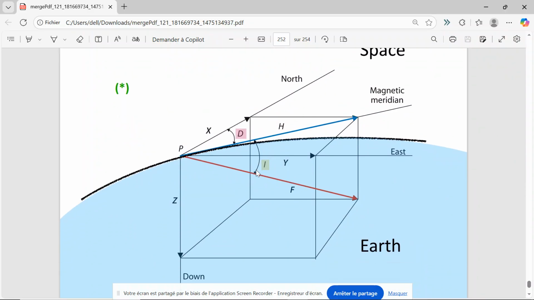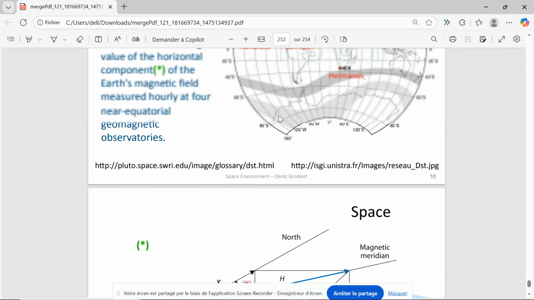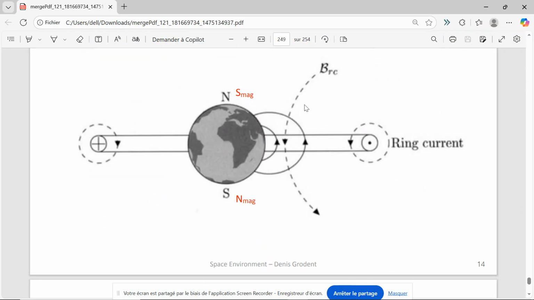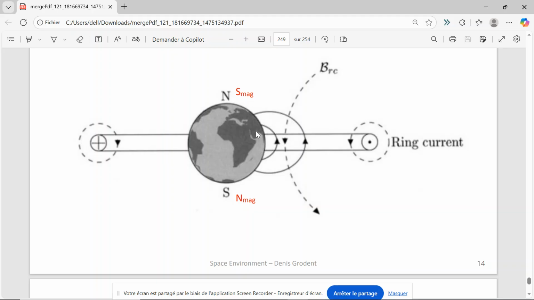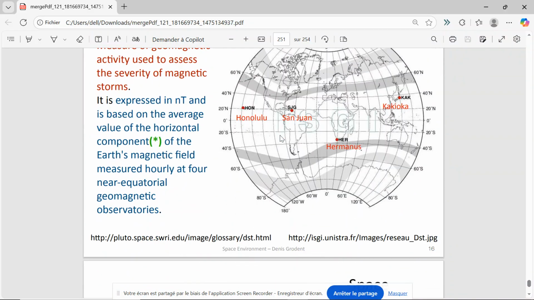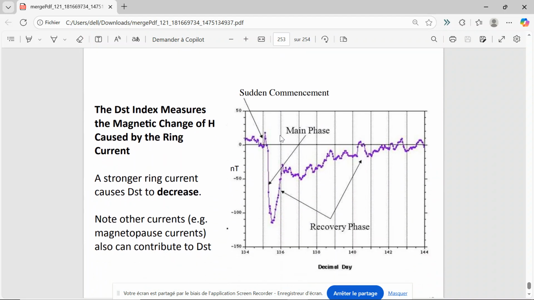So this is why we do it at the equator. This is because the ring current induces a transverse magnetic field, and this is way easier to measure than a radial one. So this is why we use this.